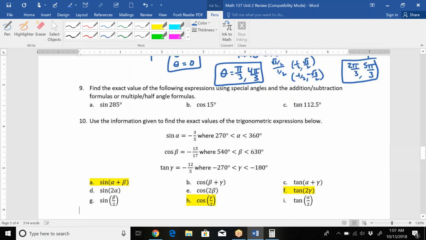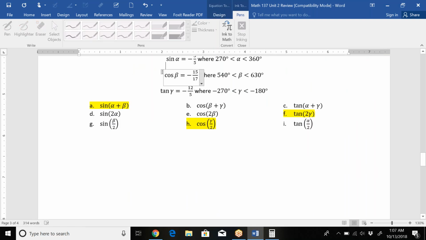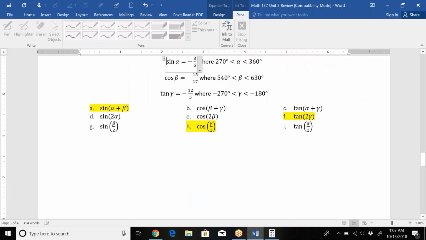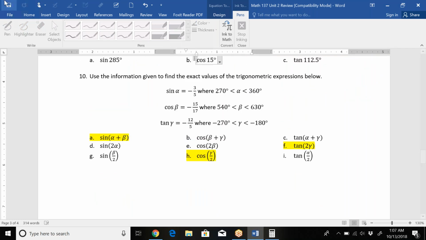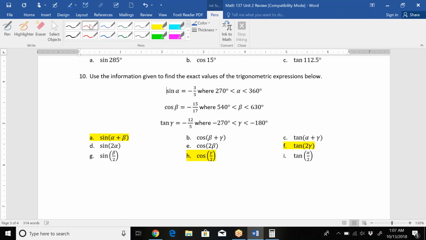Okay, we're going to use the information provided here to find sine of alpha plus beta, cosine of a half angle, and tangent of a double angle. So first thing I'm going to do is draw a picture for each of these in their correct quadrant and then label what I know and find the missing pieces. So for alpha, we're in quad 4, 270 to 360. And the sine of this alpha right here is negative 3 over 5, and that's opposite over hypotenuse.